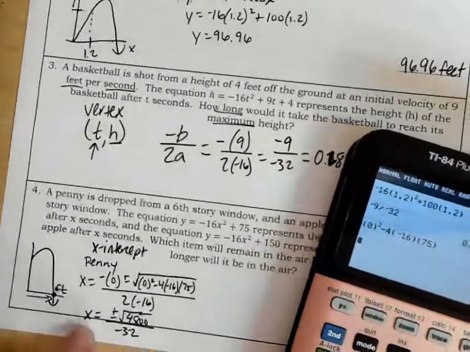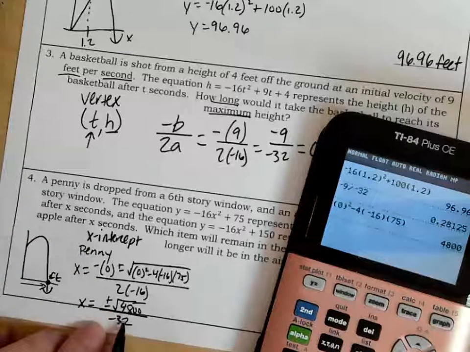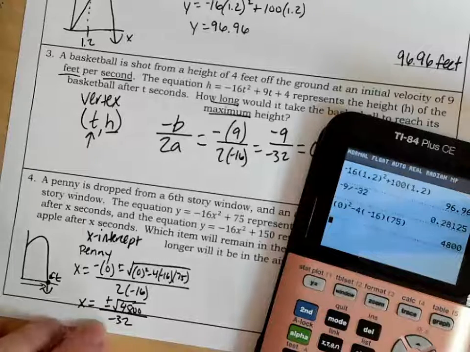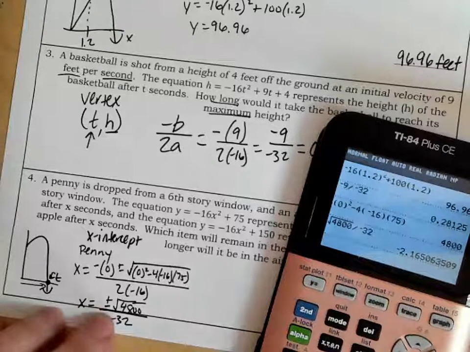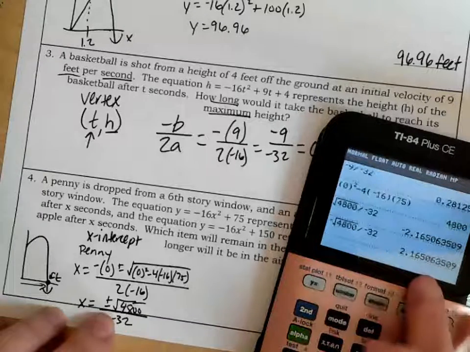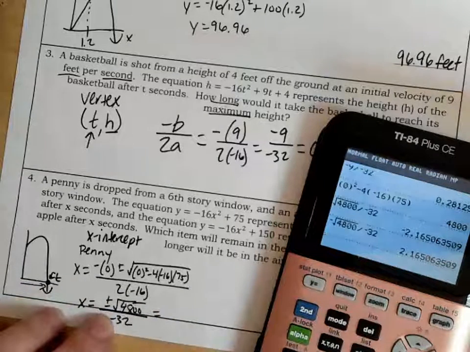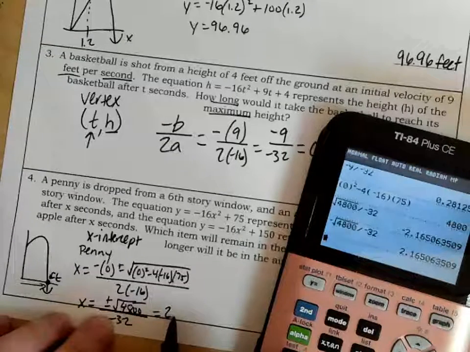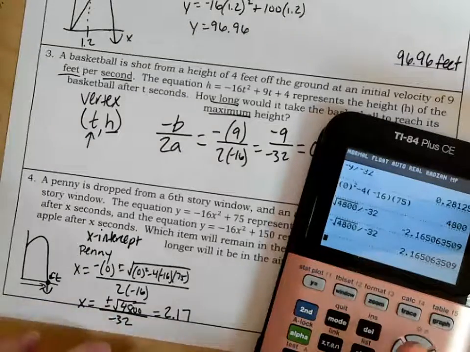And so I can do the rest of this calculation on my calculator. There'll be a positive answer and a negative answer, and they're going to be the same number. So I can do the square root of 4,800 divided by negative 32. That's my negative answer. And I can also do the negative square root of 4,800 divided by negative 32. And that's going to give me the positive answer. I'm going to go with the positive answer here because of the amount of time. And so it's 2.17 is how that rounds. We're going to round it to 2 decimal places.